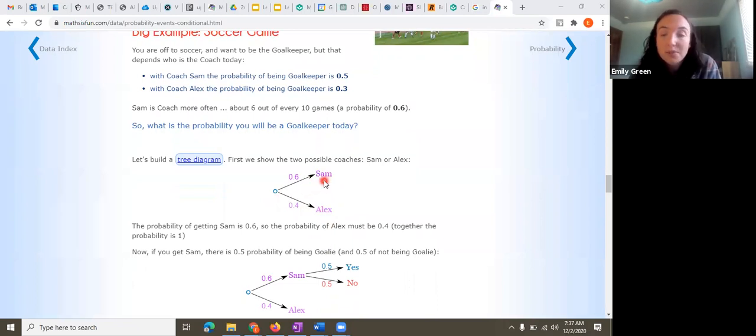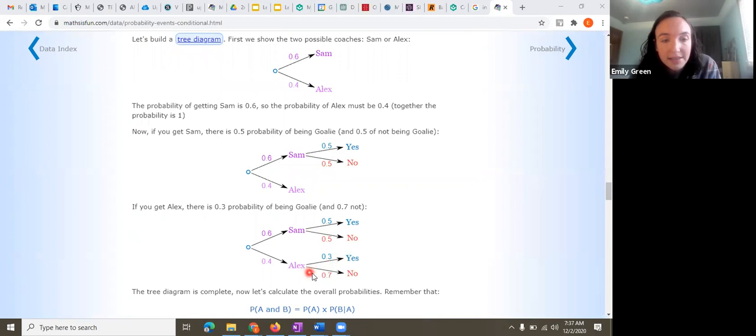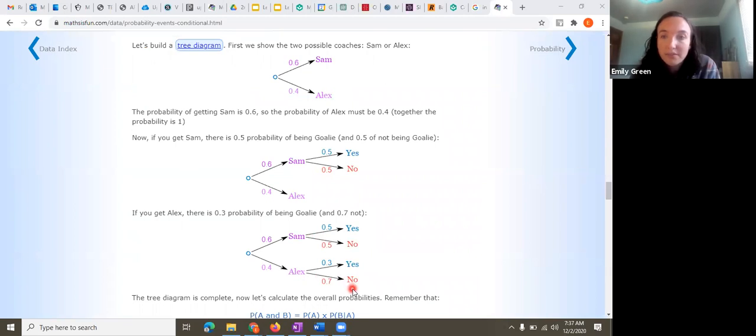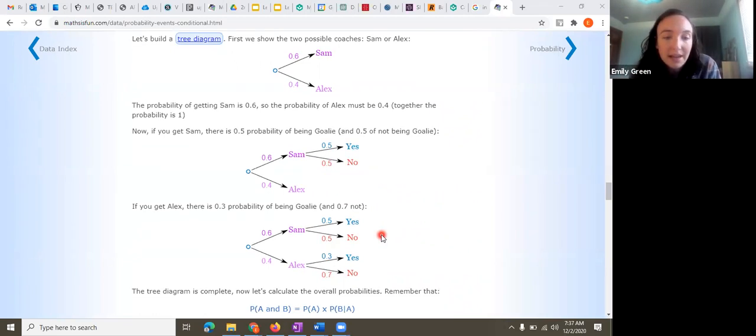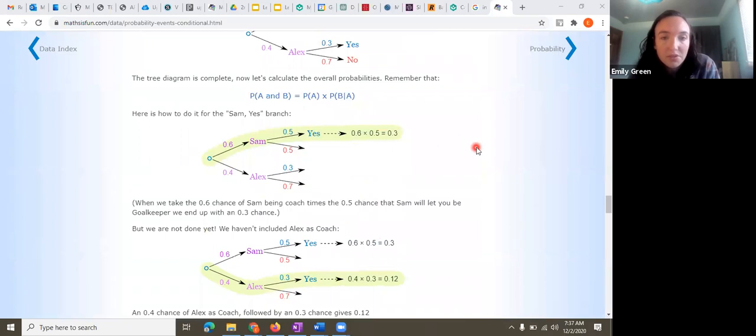And if Sam shows up, so given that Sam shows up, what's the probability that you're going to play? Well, that's 0.5. So the probability that you'll play is 0.5 for Sam. 50% yes, 50% no. Then for Alex, it's a 0.3 chance that you'll play. So we're going to make this 0.3 yes, 0.7 no, right? These are all of the options, right? But we don't want 4 options, we want 2 options. What's the probability that you will play and what's the probability that you won't play? So they're actually going to add up these two options, right?